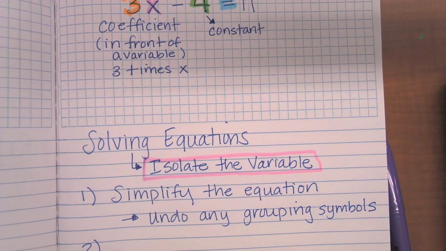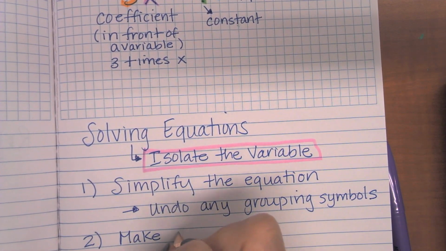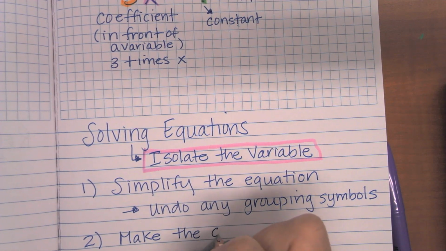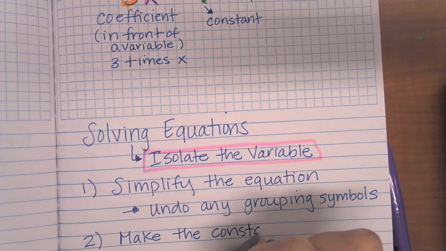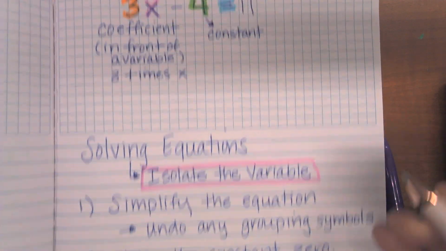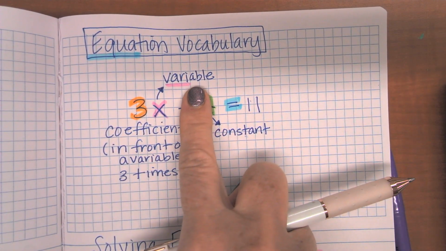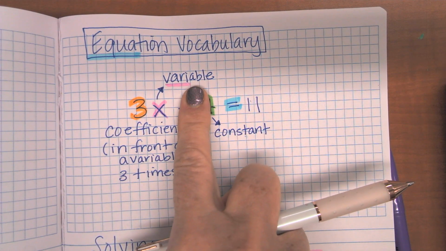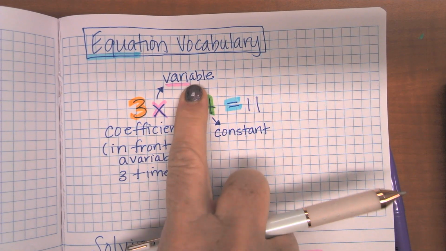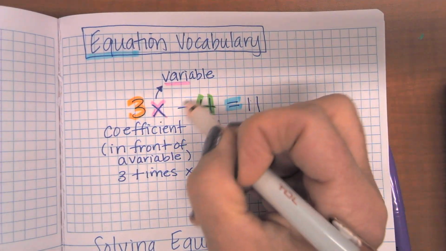The second thing that we are going to do is make the constant 0. So in order to isolate our variable, we want this to be a 0, because if this is a 0, it kind of goes away. It's now a 0, and we're getting closer to having x all by itself. So we want this to be a 0. That is our goal.